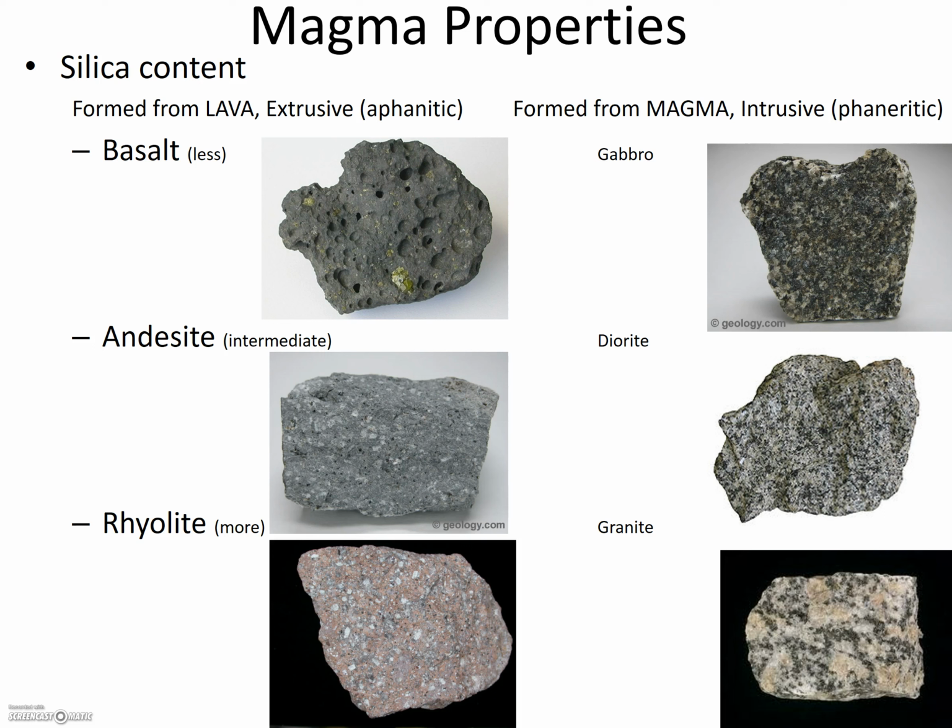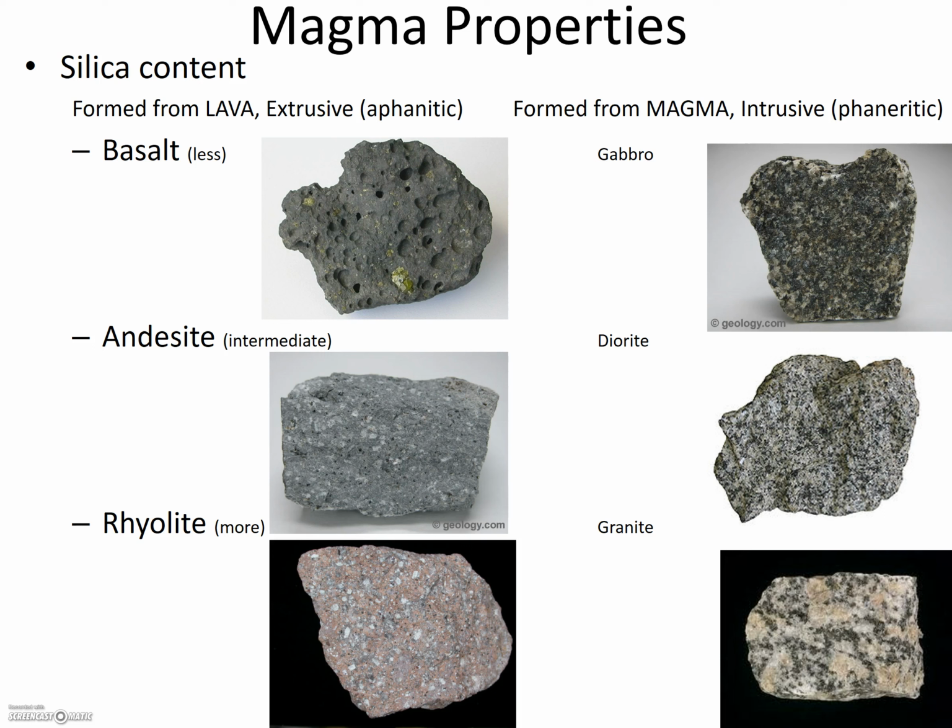Notice, for both the extrusive and intrusive rocks, the average color becomes lighter and pinker as the silica content increases. Basaltic lava contains less silica than rhyolitic lava. Gabbro has more mafic minerals that contain relatively higher amounts of iron and magnesium than does granite.